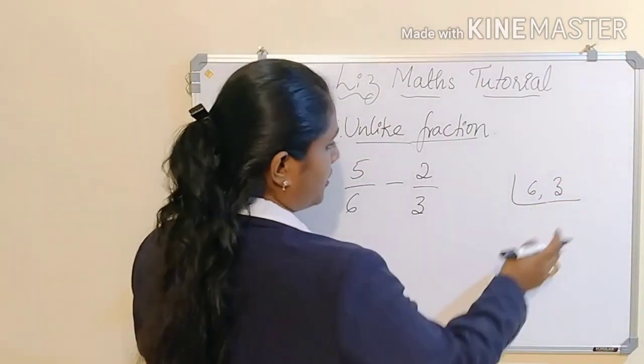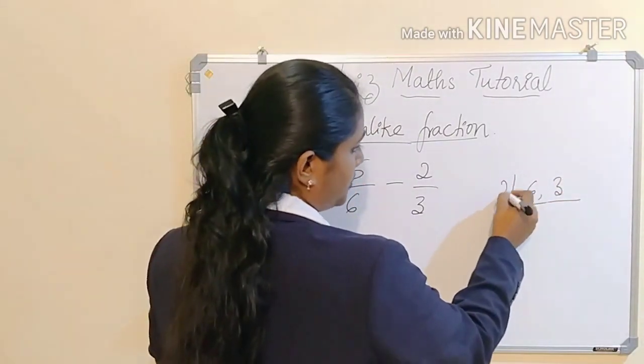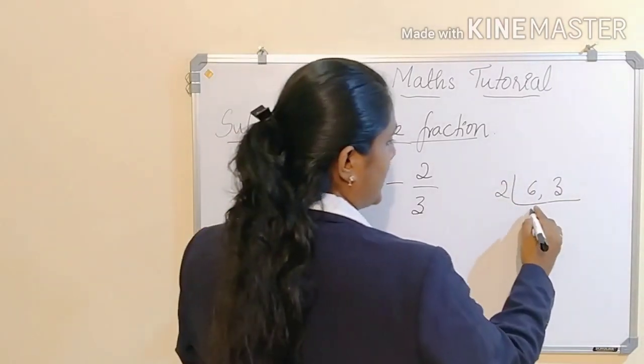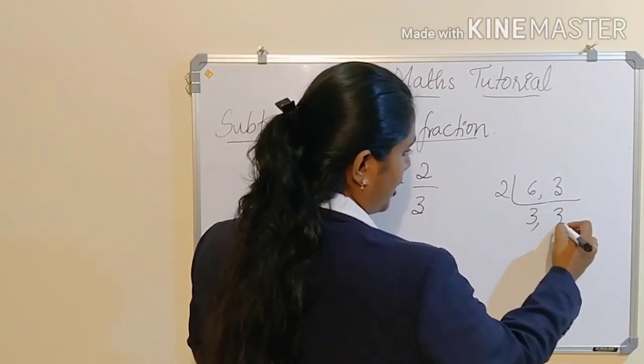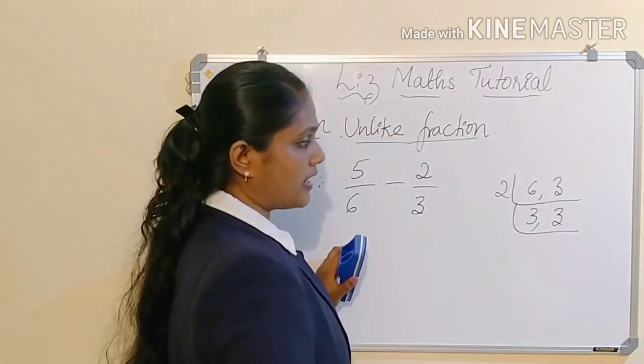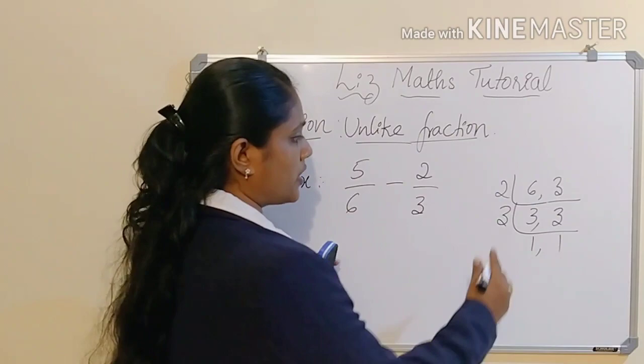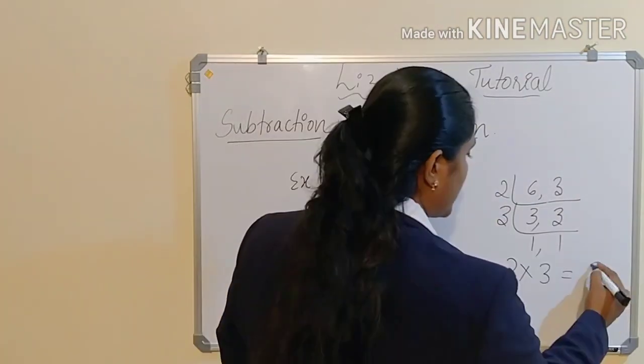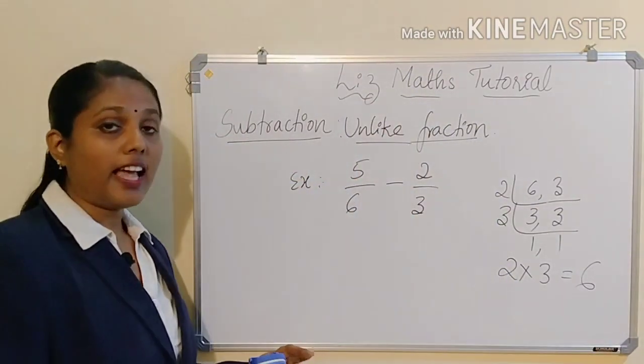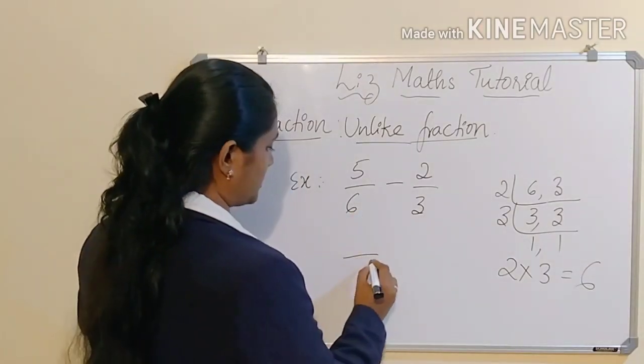So first you go for number 2. 2 is the first prime number. 2 3s are 6 and 3 will not go. 3, write as it is. Next, in the 3 table, 3 1s are 3, 3 1s are 3. So now 2 into 3 is 6. That is the LCM.